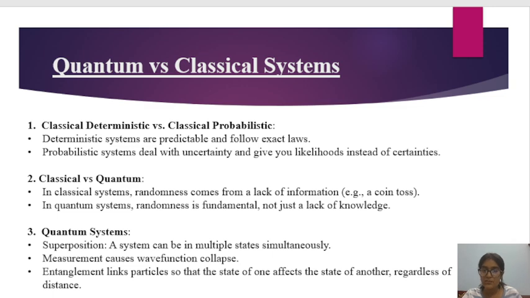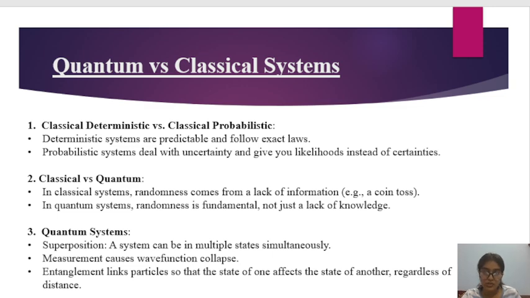In quantum systems, the principle of superposition and wave function collapse means that particles can exist in multiple states simultaneously, and measurement causes the wave function to collapse into one of these states. Entanglement connects particles so that the state of one affects the state of the other, even at great distances.